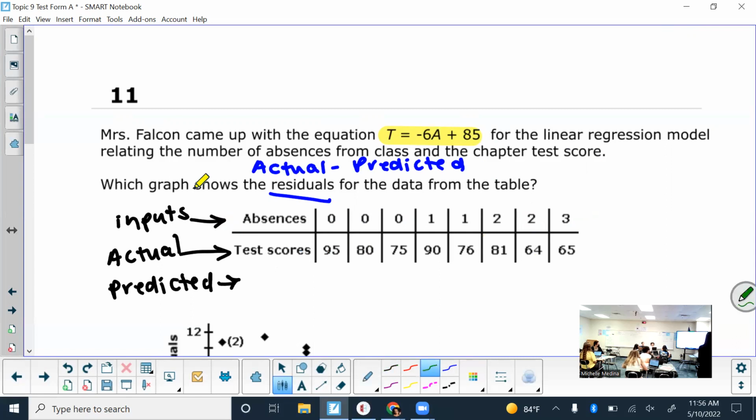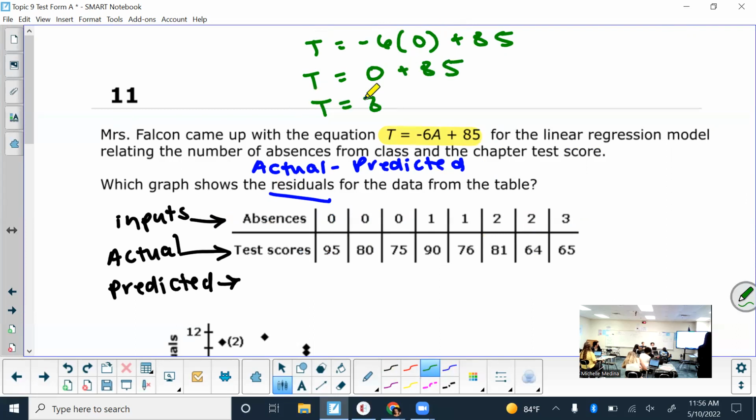So let's just start with plugging in the 0 for the A, because A is for absence, T is for test score. So we plugged it into the given equation. What's negative 6 times 0? What's 0 plus 85? So my predicted value for when the input is 0 is 85. I'm going to list that here because there's 3 inputs of 0, and the predicted should be the same for those inputs.